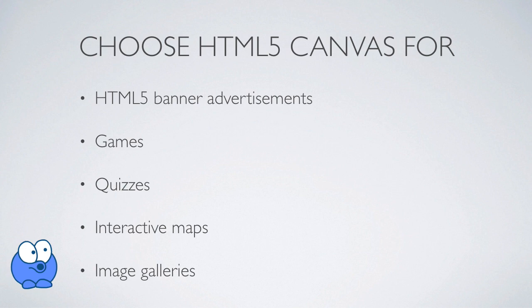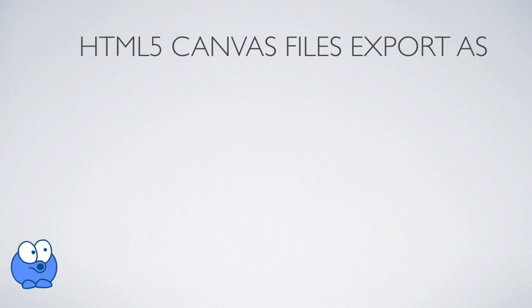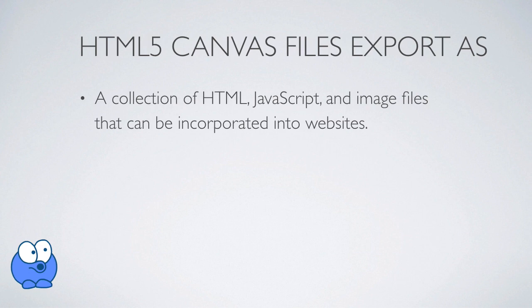Now, when creating HTML5 Canvas documents, it's important to know what they export as. And when you export your animation, you're going to get a collection of HTML, JavaScript, and image files that can be incorporated into a website. Let's take a look at what that looks like.